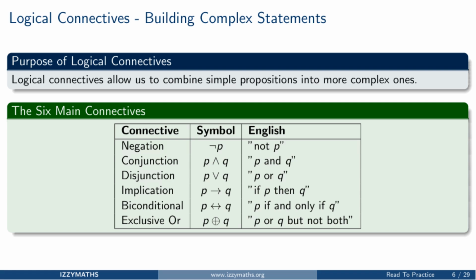Implication, written as P implies Q, means if P then Q. Biconditional, written as P if and only if Q, means P if and only if Q. And exclusive or, written as P exclusive or Q, means P or Q but not both. These connectives are the tools we use to build sophisticated logical expressions from simple building blocks.